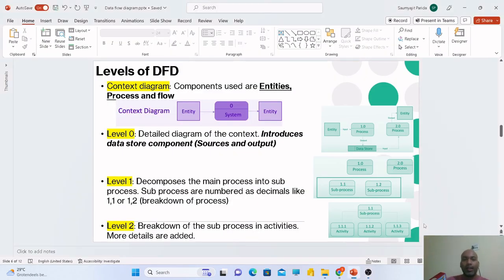In the context diagram, mainly the components used are entities, process, and flow. So this is the process block, and this is the entity block. These are the data flow arrows. In level 0, it is more detailed. Level 1, as you can see, the processes are broken down into further details. In level 1, you have processes and then you have sub processes. And in level 2, there are activities to the sub processes.